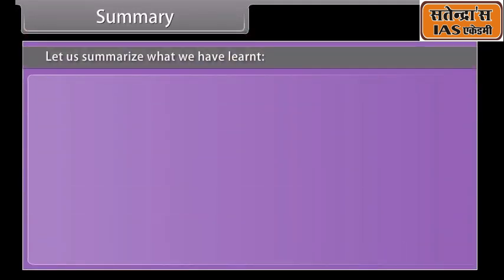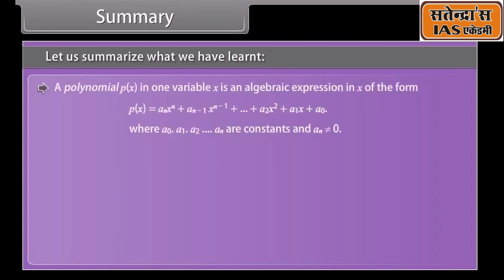Summary. Let us summarize what we have learned. A polynomial p(x) in one variable x is an algebraic expression in x of the form p(x) = aₙxⁿ + aₙ₋₁xⁿ⁻¹ + ... + a₂x² + a₁x + a₀, where a₀, a₁, a₂ and so on till aₙ are constants and aₙ is not equal to 0.